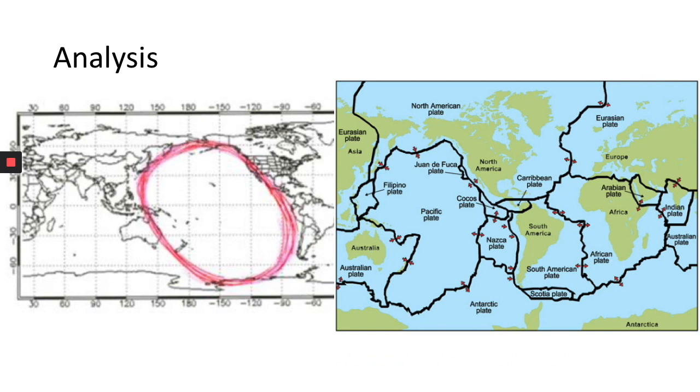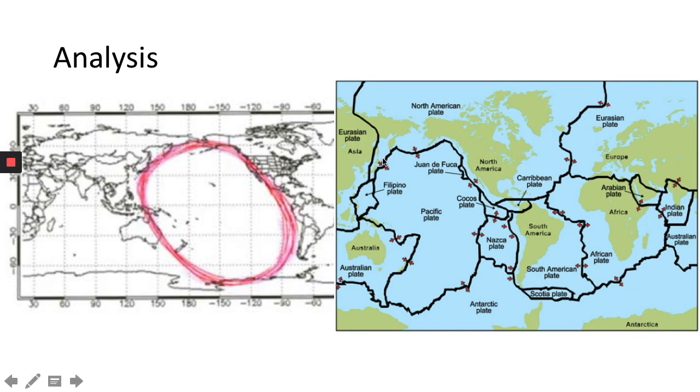So on the next part of your packet, you have some analysis questions. In order to answer those questions, I want to look at these two maps. On the left-hand side of my screen, I have this red circle. I think in your paper it might be yellow, but we have this red circle that indicates generally where you can find earthquakes and volcanoes occurring here on Earth. On the right-hand side of your screen, I have a map of the tectonic plates all over Earth.